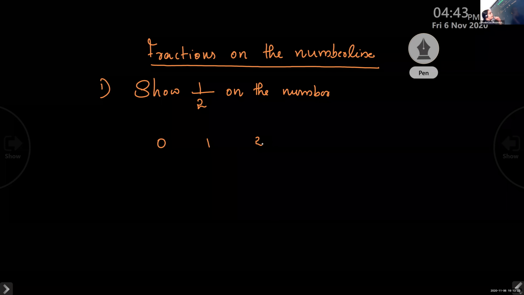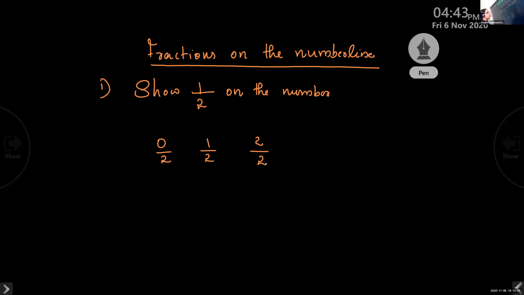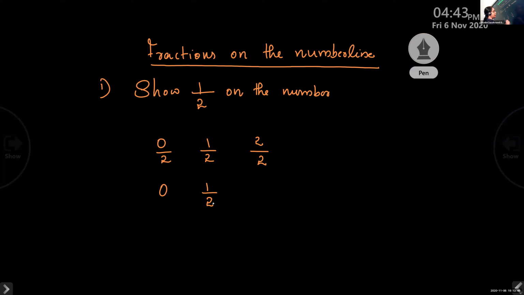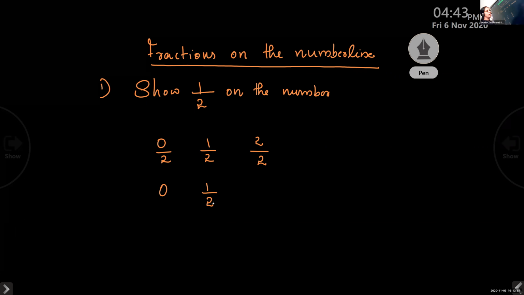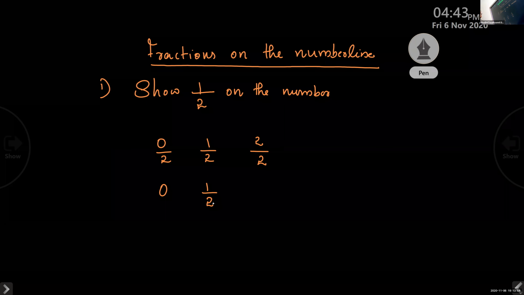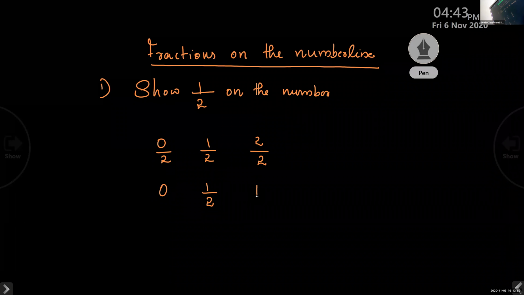Now look, the denominator is 2, so we write divided by 2, divided by 2, and divided by 2. Children, what is 0 by 2? 0. 1 by 2 leave like that because that is our question. And 2 by 2 is? 1. So you understood where is the place of 1 by 2?